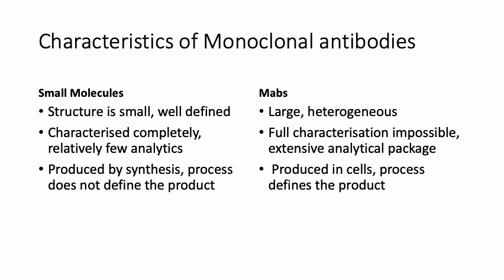This slide summarises the main differences between small molecules and monoclonal antibodies. Small molecules are well defined in structure, whereas mAbs are large heterogeneous protein structures. Small molecules can be characterised completely with relatively few analytics, whereas mAbs require full characterisation, and it's actually impossible to do full characterisation, but there are extensive analytical packages. And small molecules are produced by synthesis, whereas mAbs are produced in cells, and the process defines the product.